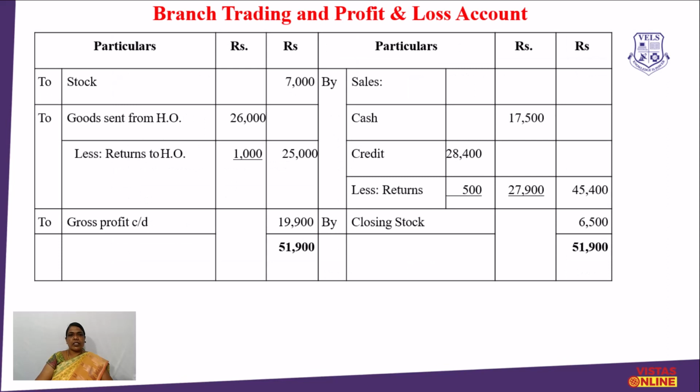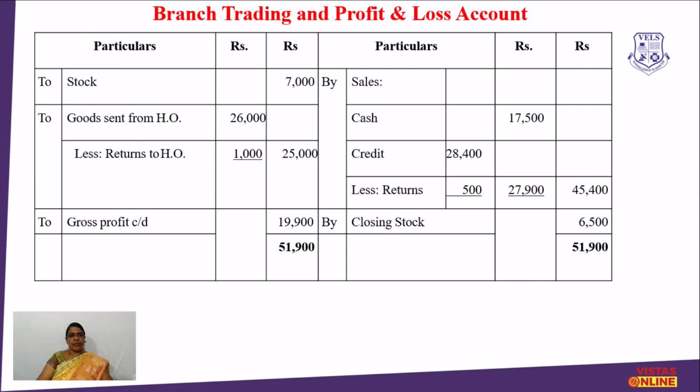Next we can see the branch trading and profit and loss account. Here also on the debit side we can see the particulars column, then the amount column. The credit side, particulars column and the amount column. Okay. We can see to stock 7,000. Then goods sent from HO, that means the head office, 26,000.